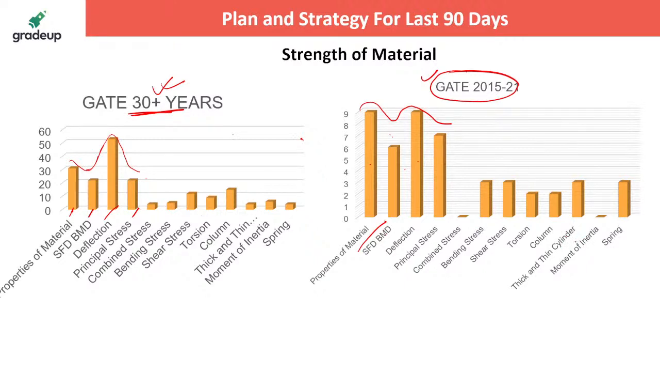Yes, thin and thick cylinder they ask, but a very small number of questions. They used to ask sometimes, very small number of questions. Spring also they have asked in ES this time, but for GATE they are asking very few questions. They are almost very small chapters. I'm not considering the bending stress, but almost all the chapters have the same weightage, I will say, other than these four. From my side, if you ask me, I consider that only these 4 chapters have volume.